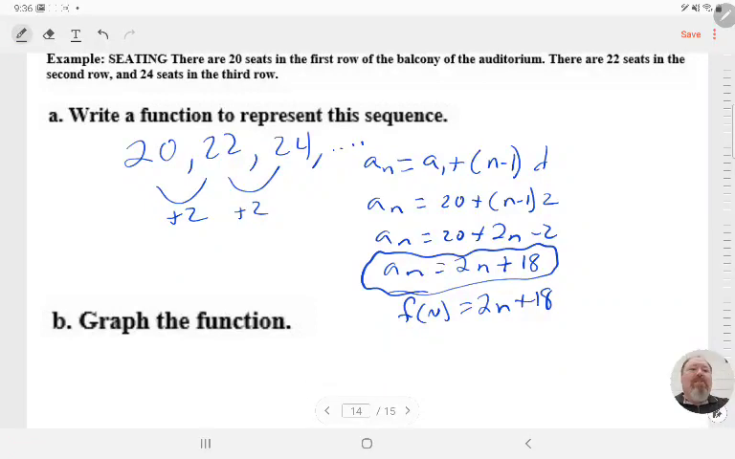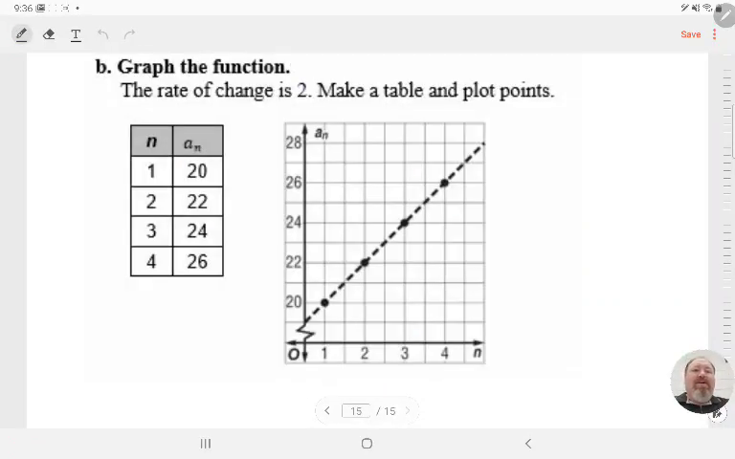Okay? Then graph the function. So to graph the function, I just simply put my terms, put the numbers, and then use those as coordinates to graph. That's all I have to do, and that would solve it.